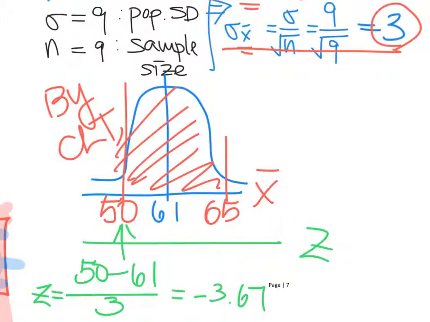Can you take the other one at 65? Same idea. At 65, how? 65 minus the mean 61 divided by 3. Anybody who took the z-score at 65? I expect a positive. 1.33.